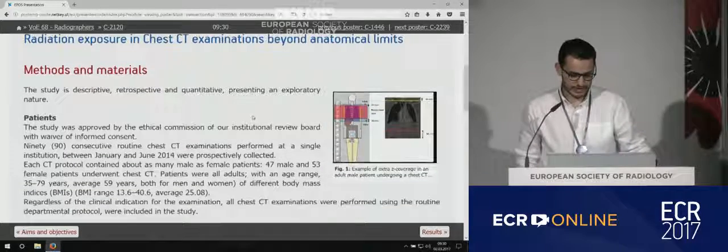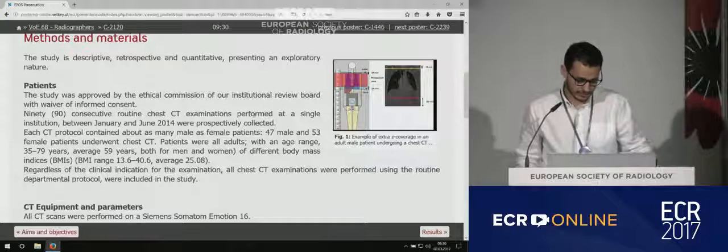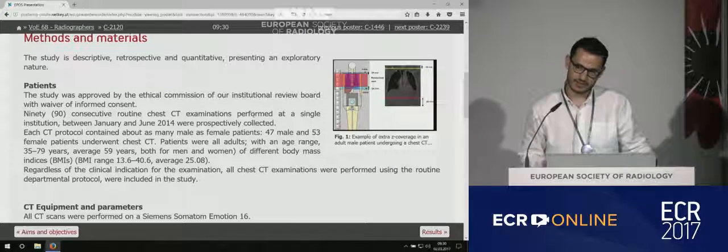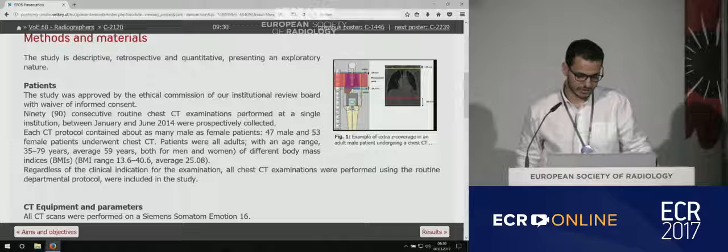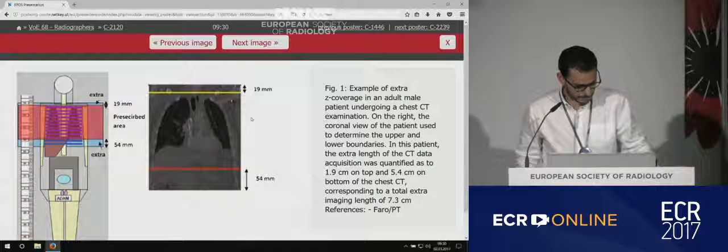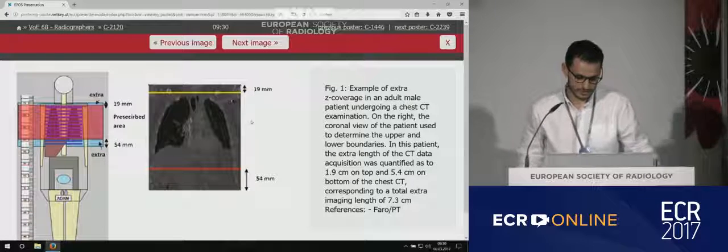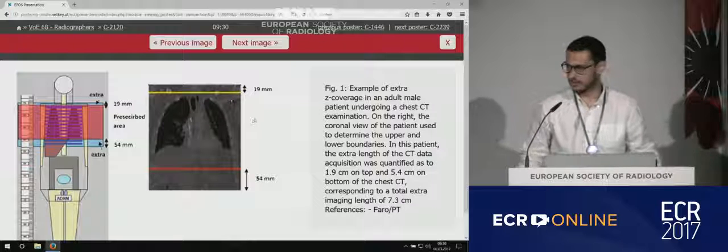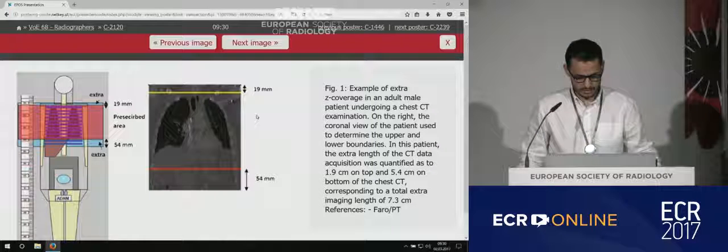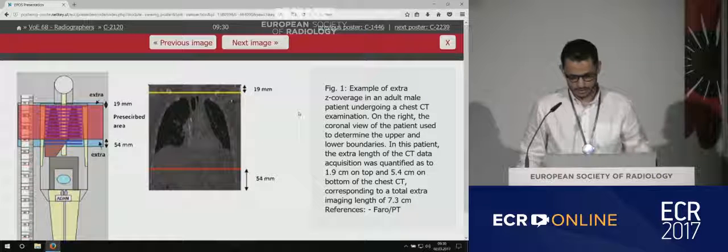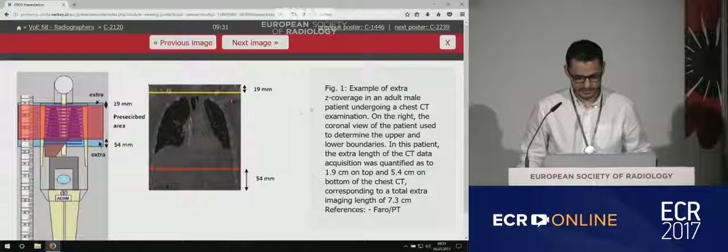Okay, so our study is descriptive, retrospective, because we analyzed previous exams, and quantitative, presenting an exploratory nature. I would like to show this image. This is the software we used. You can find this software free on the internet. It's very good to analyze the amount of volume scanned and to help estimate doses.